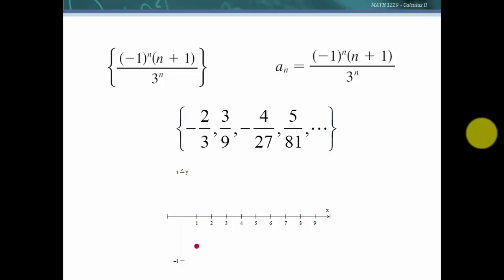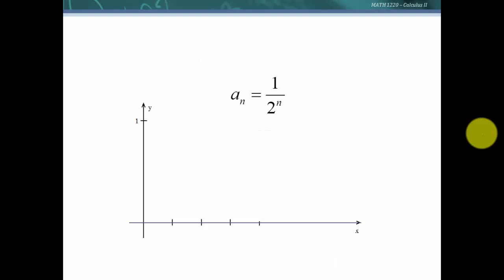We could also plot this sequence to see what it was doing. Here's our negative 2/3, and then our 3/9, then our negative 4/27, then our 5/81, and so forth. And we could see what that sequence was doing. And we see here that it looks like it's getting closer and closer to 0, but alternating on either side.